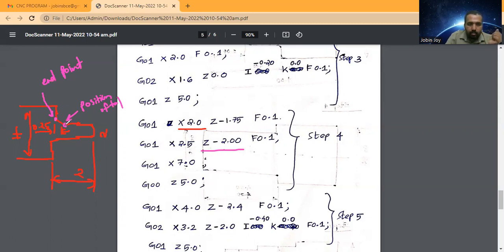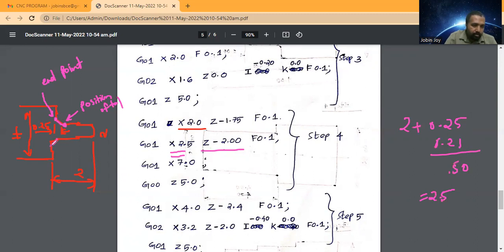Now this x is 2, and here this is the chamfer 0.25 on both sides. So 2 plus 0.25 plus 0.25, that means 0.5, that is equal to 2.5. So I will enter the x value as 2.5 and the z value is minus 2. So the tool will move to reach here.